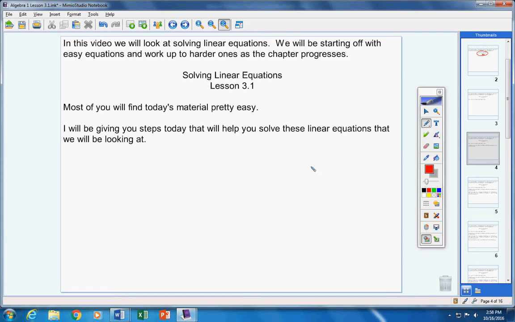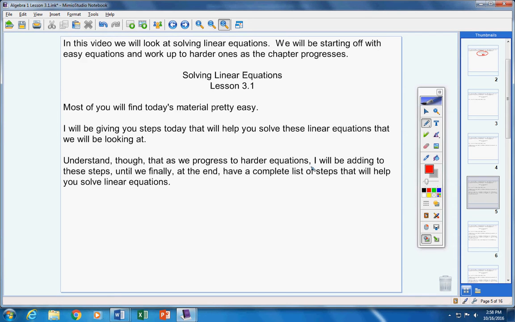Now, I will be giving you steps today. Do you understand? That will help you solve these linear equations that we will be looking at. Understand though, listen carefully, as we progress to harder equations, I will be adding to these steps, okay? Until we finally, at the end, have a complete list of steps that will help you solve linear equations.